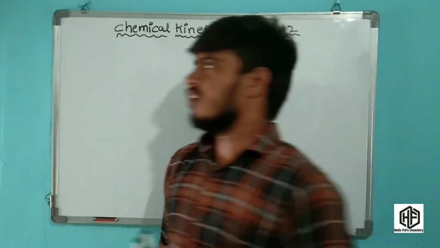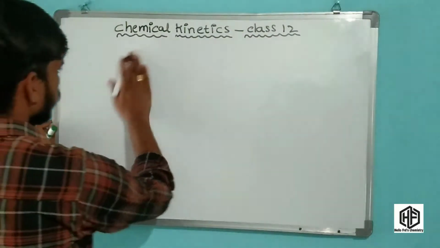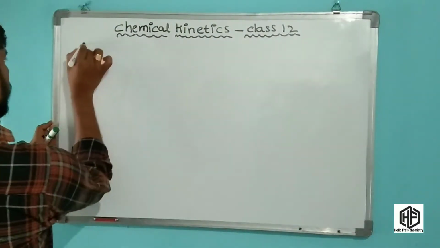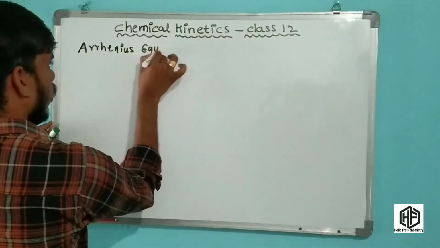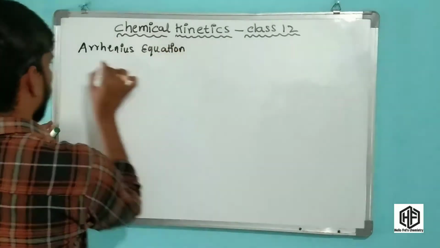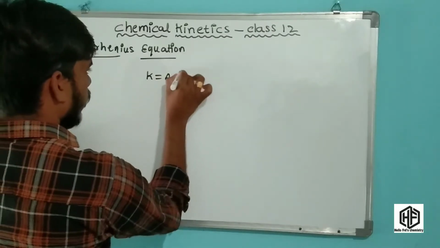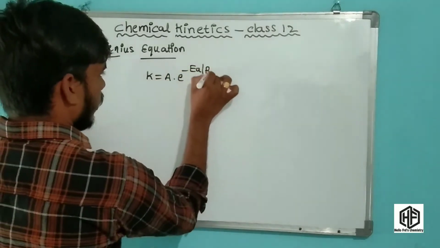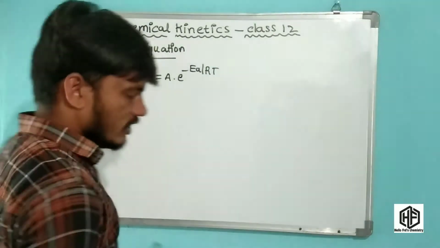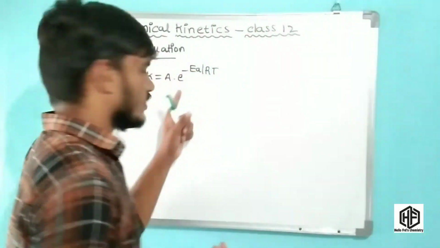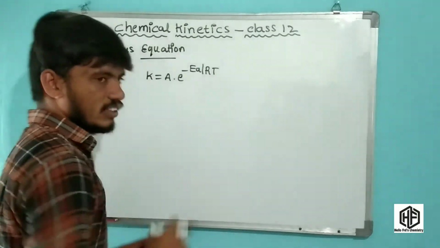Now start this section. Friends, you know that in my previous video I talked about what the Arrhenius equation is. The Arrhenius equation is k is equal to A dot e power of minus Ea by RT. Now this is k, A is called the Arrhenius constant or frequency factor, e is the exponential constant, Ea is the activation energy, R is the universal gas constant, T is temperature.